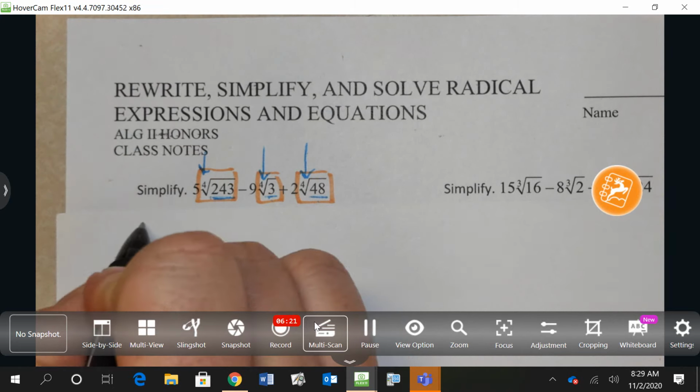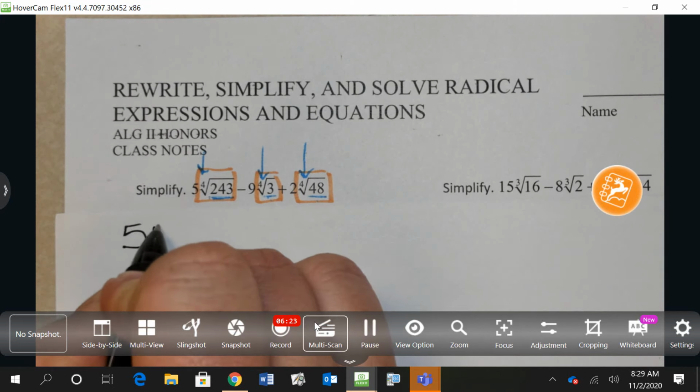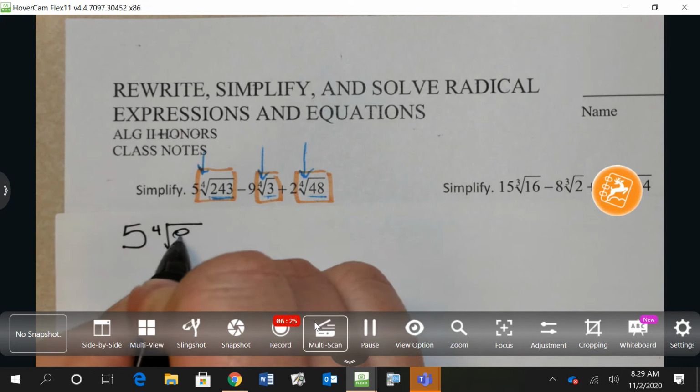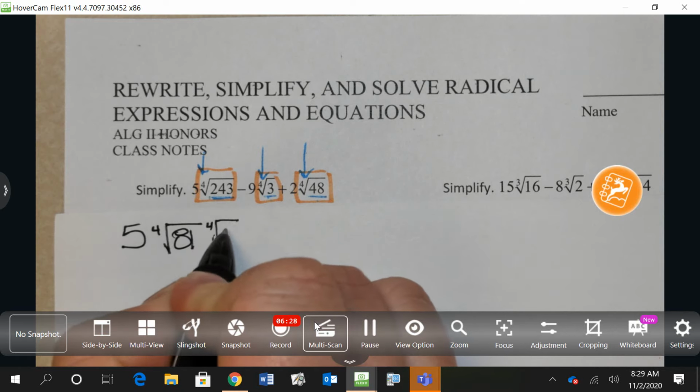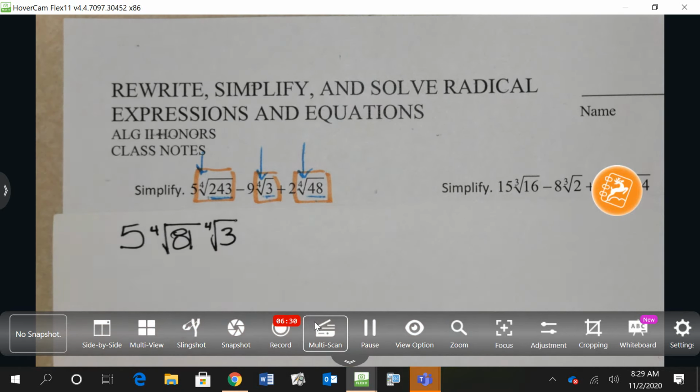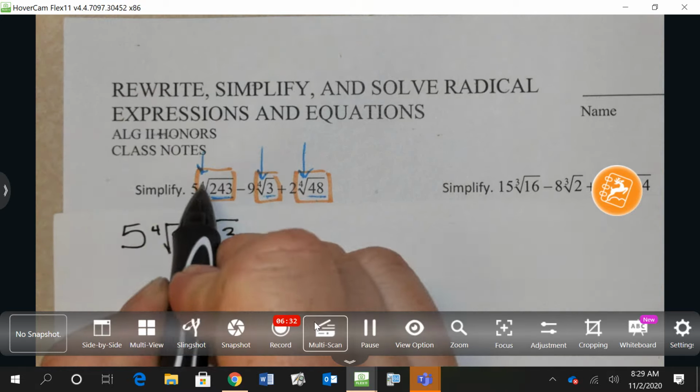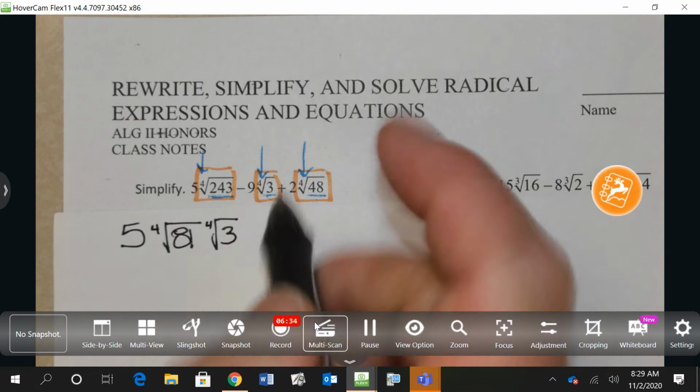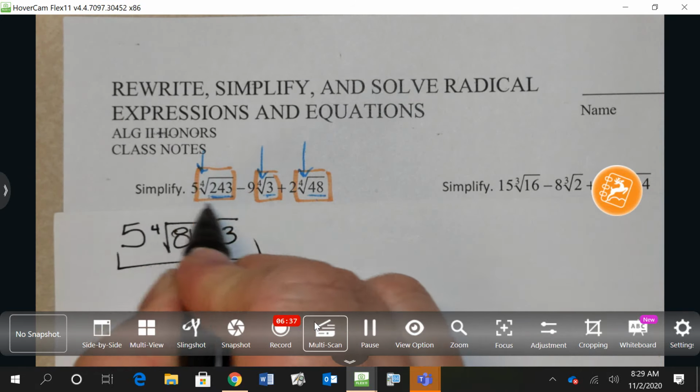I'm going to rewrite this as 5. It doesn't matter which one you write first. I'm going to start with 81 and 3. They get their own radical house, we'll call it, and they both have to have an nth root of 4. 81 times 3 is 243. That's this first term here.